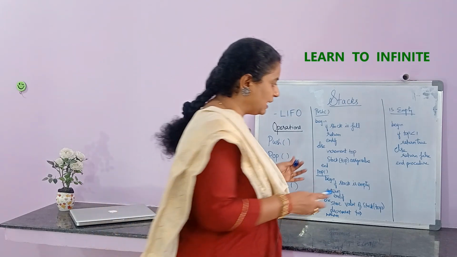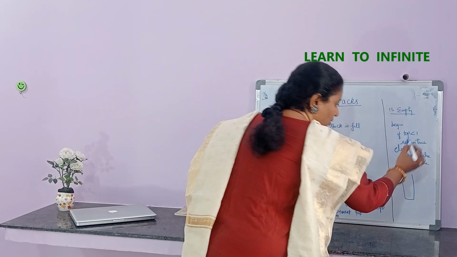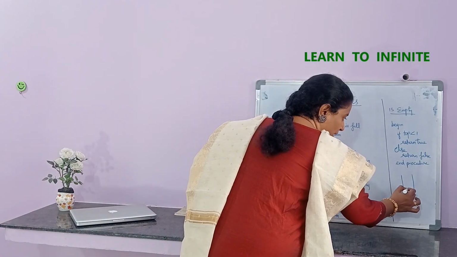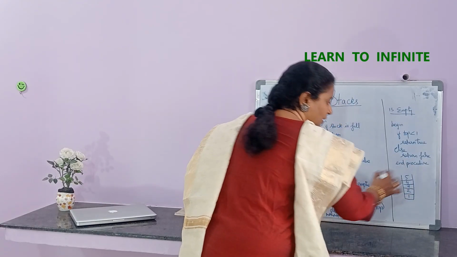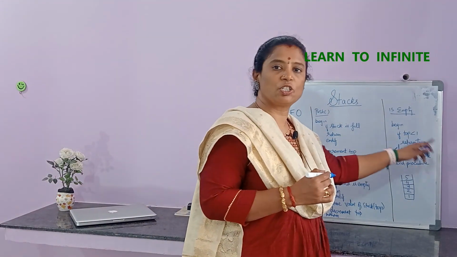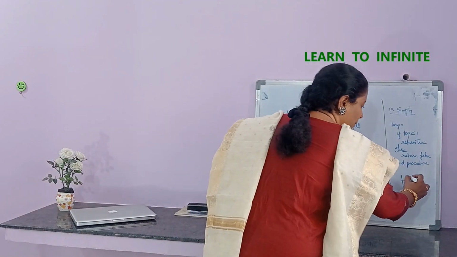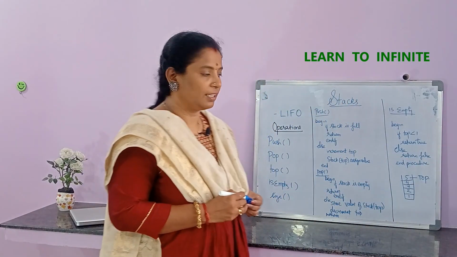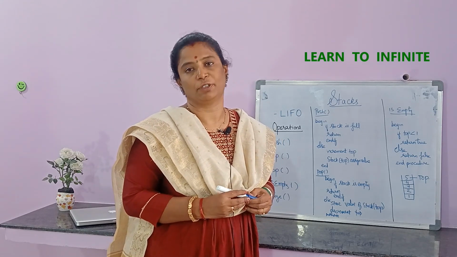The stack is a linear data structure, so it will be in a form like this. This will be the first element to be entered, this will be the second element, third element, fourth element, and this will be the fifth element. When you are taking out, the fifth element will be the first to be popped out. The last element is called the top of the stack. Clear?